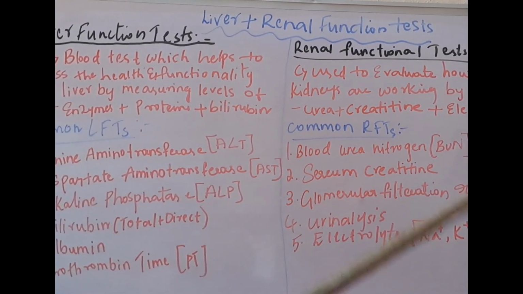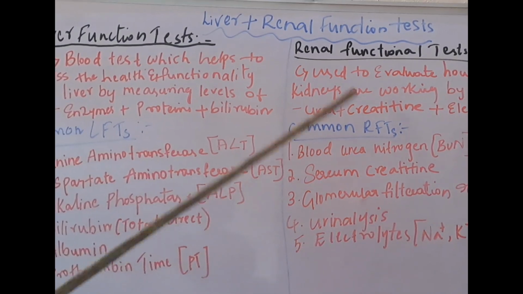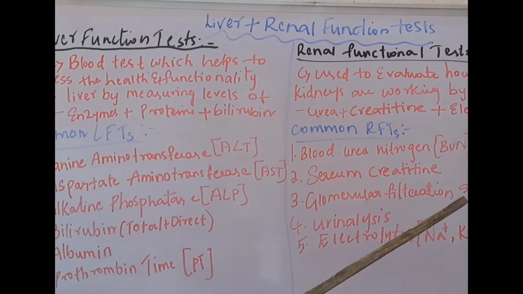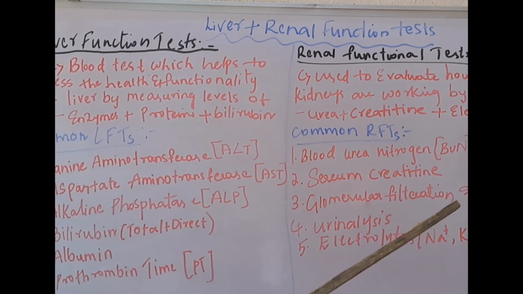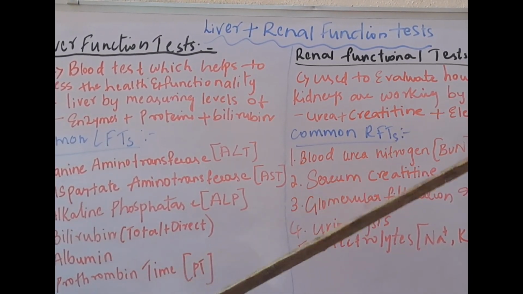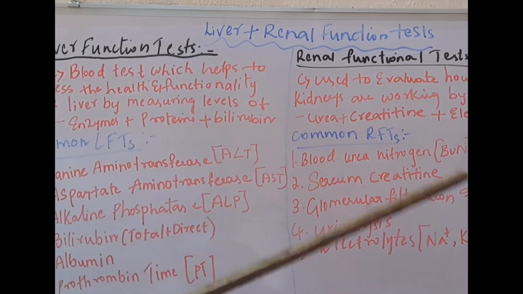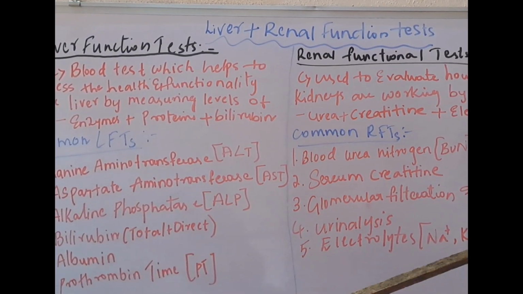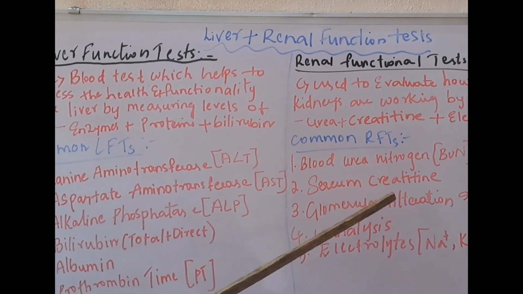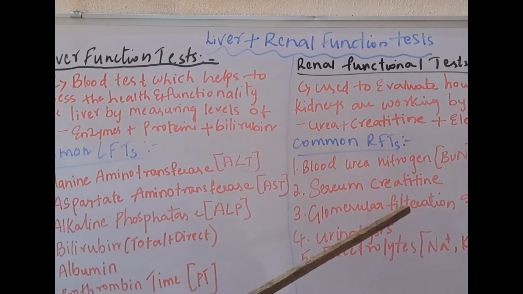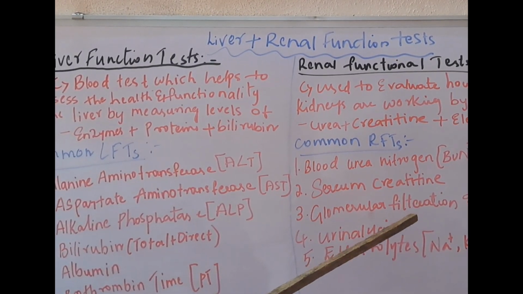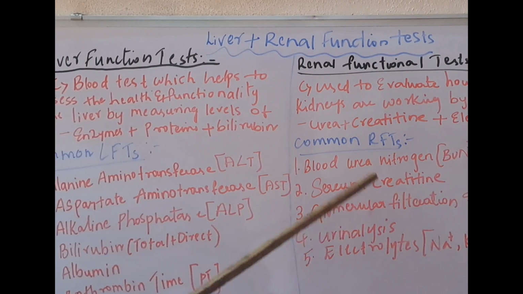So what do these common RFTs, that means renal function tests, do? In blood urea nitrogen, this test is mainly used to know how the kidney is functioning. Okay, it's to know how the kidney is functioning. Generally, if the levels are increased, then that indicates poor kidney function. Okay, and the next one is serum creatinine. It is mainly used to know the filtration rate, how the filtering of the kidney is done. So for that the serum creatinine test is done.